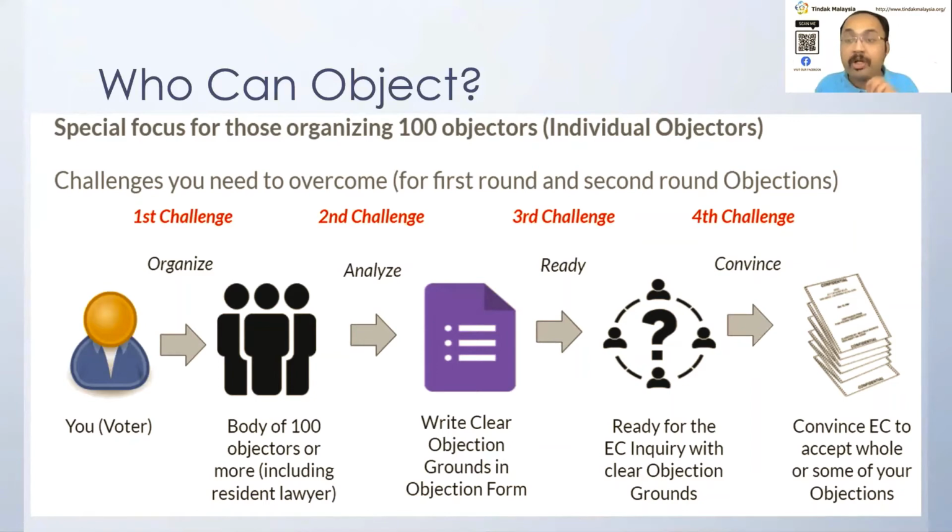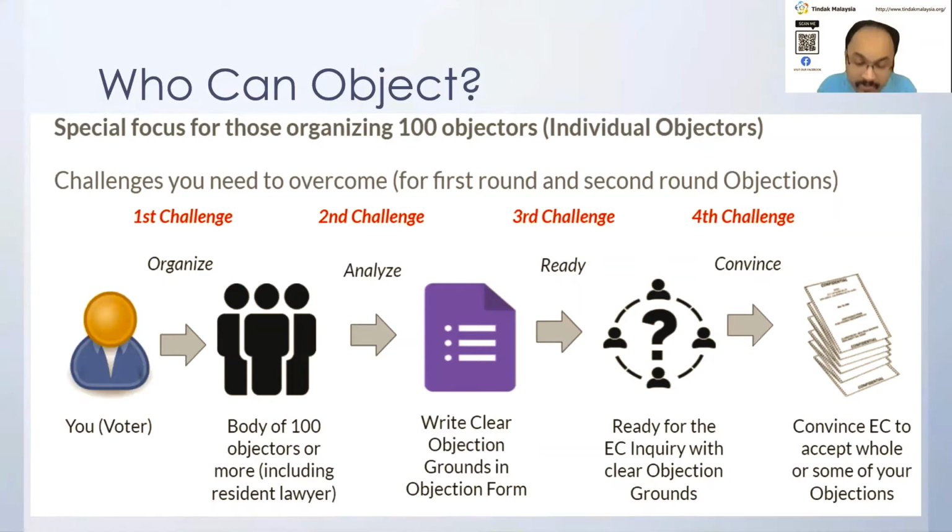And very important, we need to highlight, include a resident lawyer who happens to be a voter of the affected constituency. You cannot just simply drag a lawyer to be part of the objection group, because EC will not entertain that. EC is only concerned if you belong to a constituency that is affected or altered by the EC's proposal.